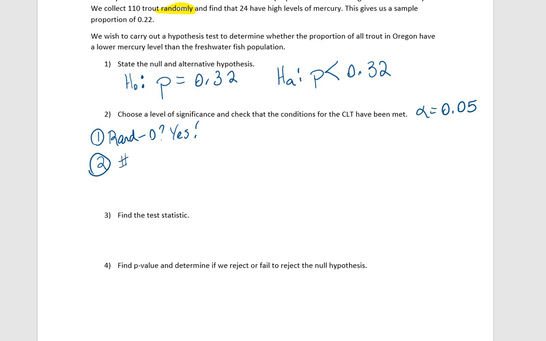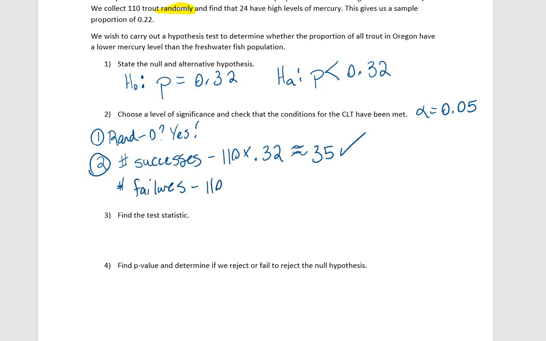So the number of successes would be 110 times... Now remember, we are checking that we have the right number of successes if we have a sample of 110, if we do this over and over and over. So even though we saw 24, it's what would we expect if the null hypothesis was true. So we're going to multiply that by 0.32, and that is going to give us about 35 successes, which is greater than 10, so that's good. Then the number of failures would be 110 times 1 minus 0.32.